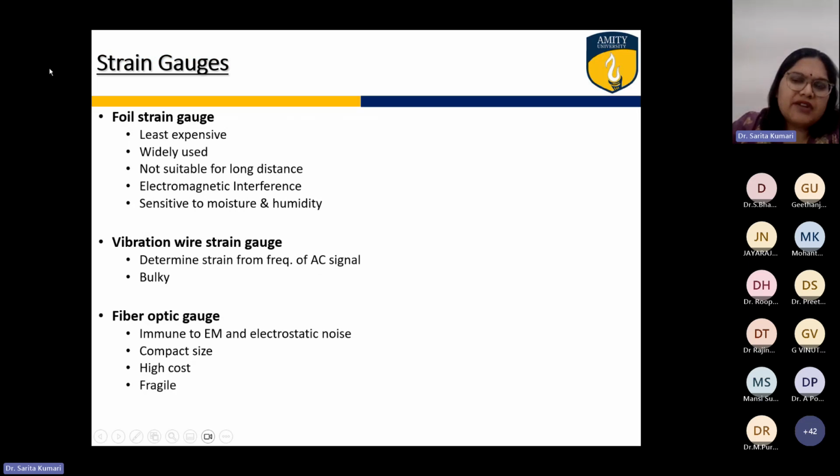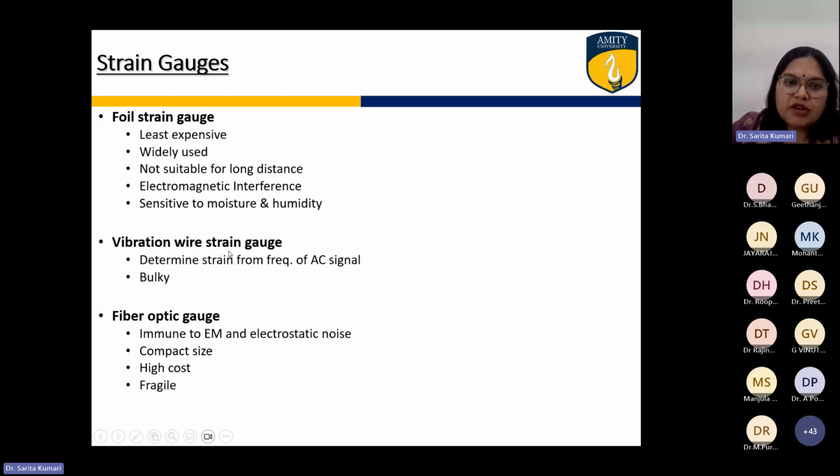Suppose I'll give you one example. I have taken only one example, the strain gauge, which can be based on different principles. If I'm talking about the foil strain gauge, it can be based on the resistive principle, it can be based on the fiber optic principle, etc. The advantage of this is that it is not expensive and can be used widely, but it is not suitable for long distance application. So these are the properties, or you can say the advantages and disadvantages, of the foil based strain gauge.